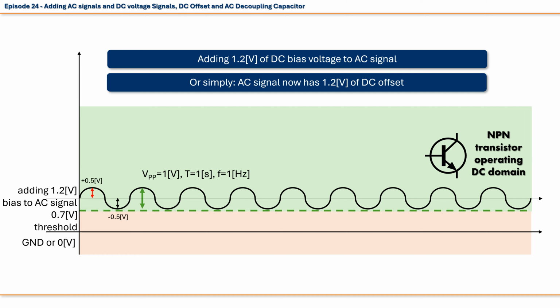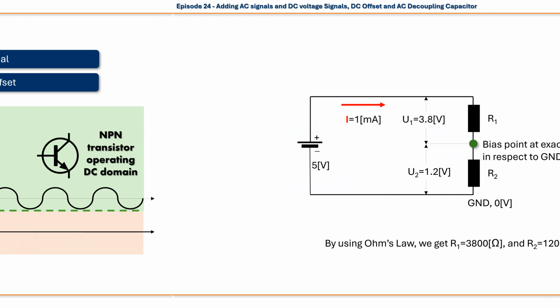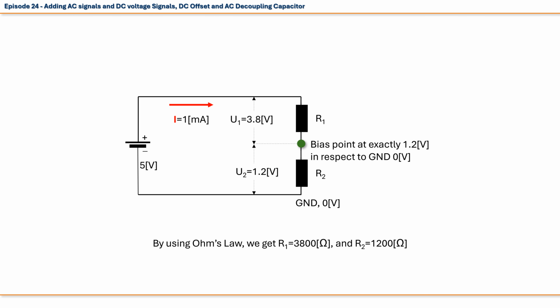So, if we were to feed this new signal, shifted by 1.2 volts DC, into our NPN transistor, the signal in its entirety would go into the base terminal, get amplified, and at the collector terminal we would have our new amplified signal. Okay, so the question is, how do we do this? At this point we would strongly recommend that you watch the previous video of this series, episode 23, as knowledge of voltage dividers is paramount to the topic we are about to cover.